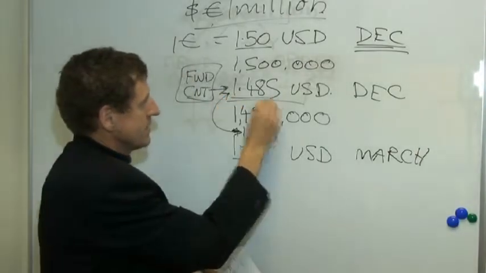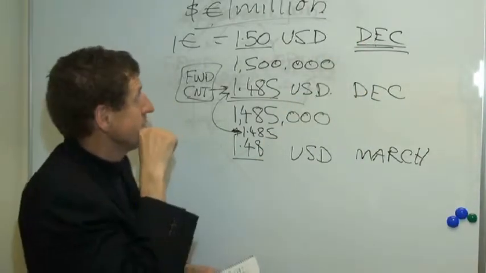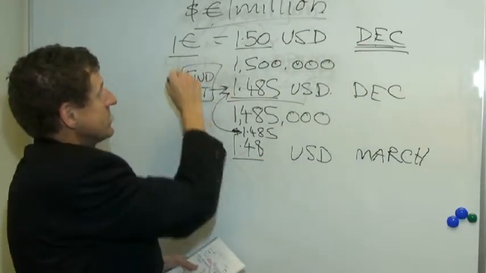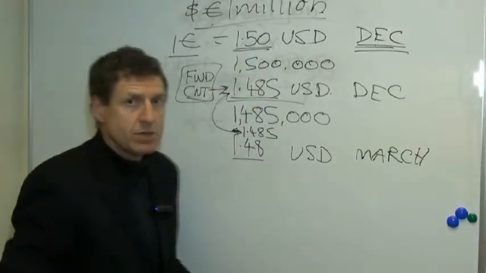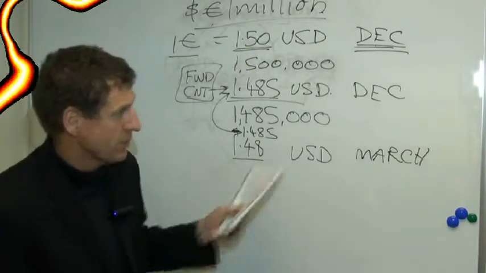We're able to lock this in because this was the amount in December that we could actually purchase these euros at, or the US dollars at, with those euros. Now, how does that look in terms of accounting? I'm going to have a look at this in a minute.